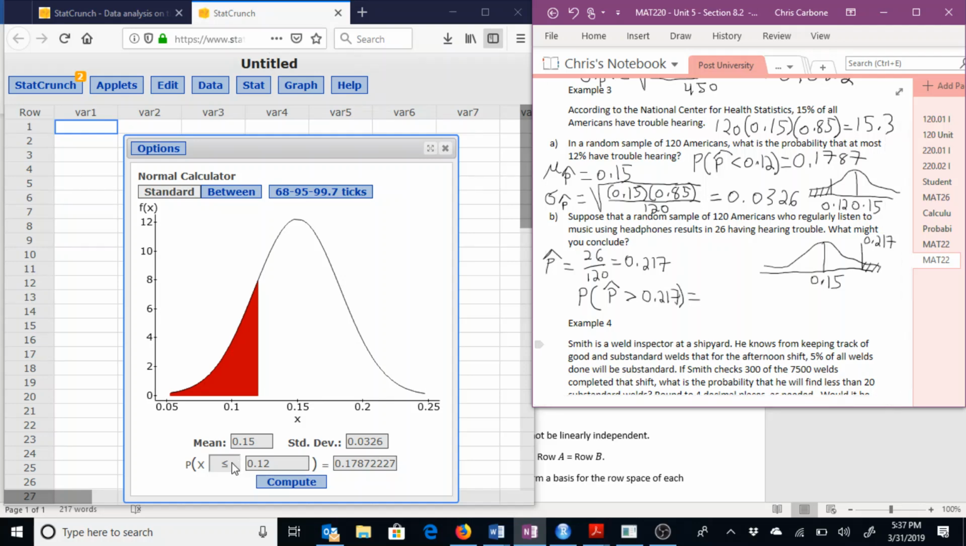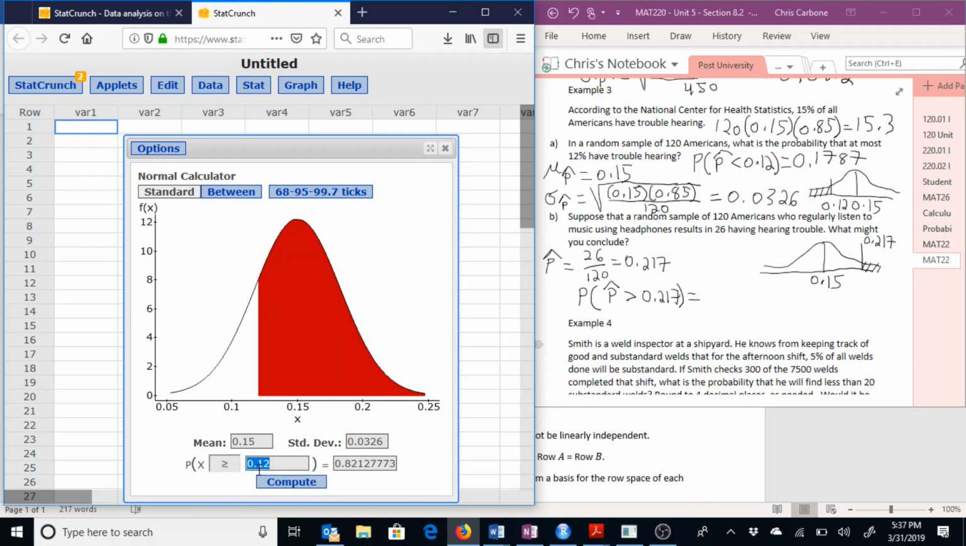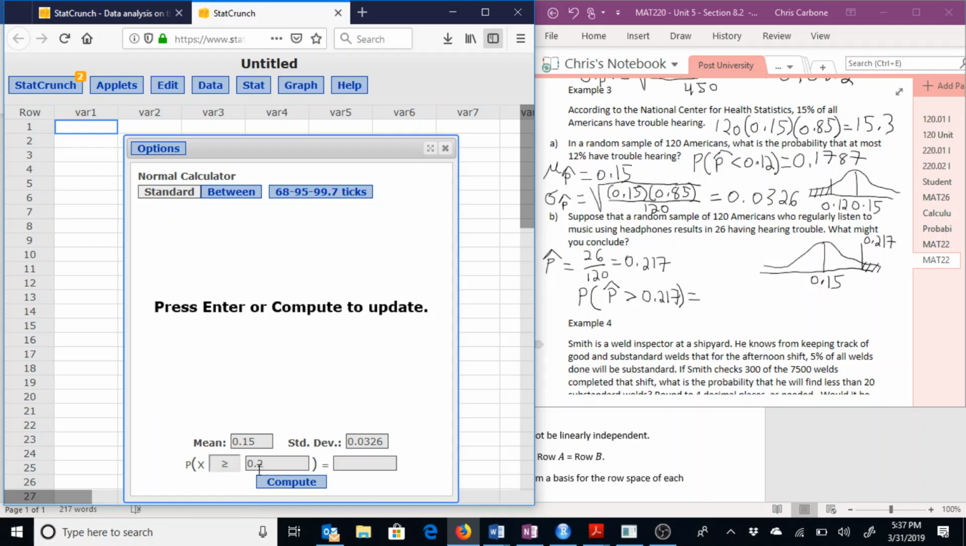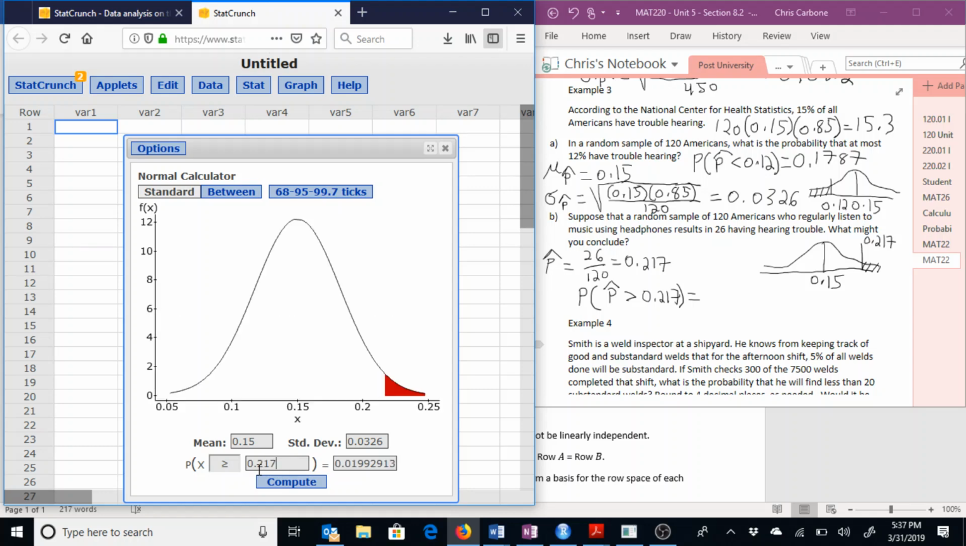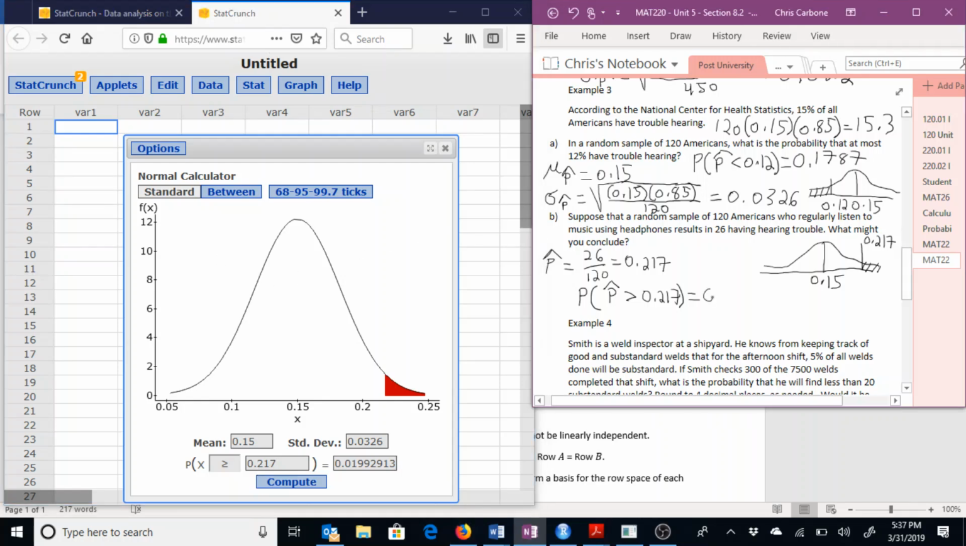So we want to change this to greater than, and this to 0.217, which will give us a value of 0.0199, which, if we use 5% as a level of significance, this would indeed be considered unusual.